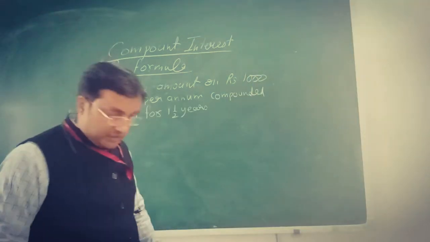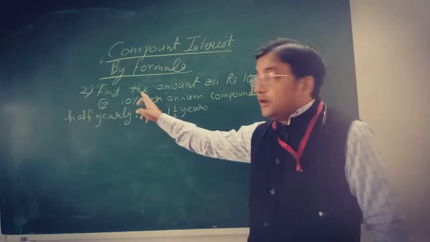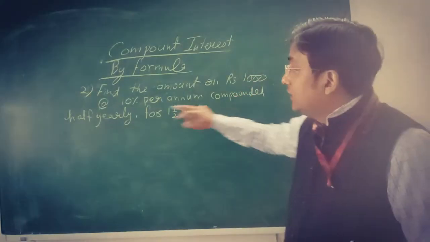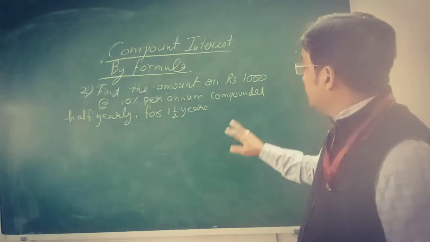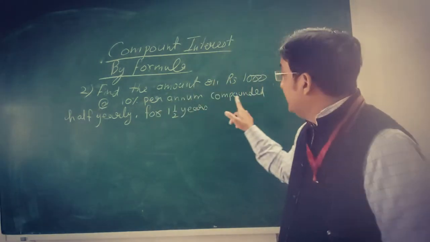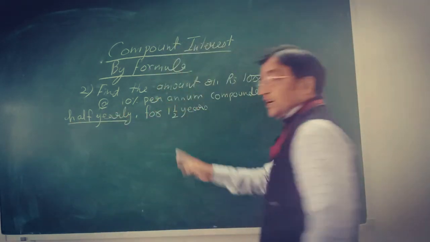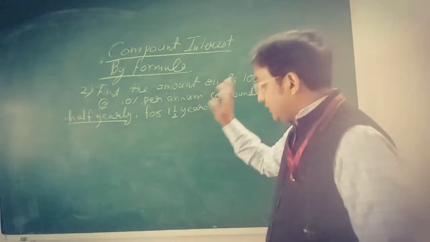Now this is the second question I have taken. This is also one of the very important questions. Find the amount on rupees 10,000, same principal I have taken, at the rate of 10% per annum. This is also the same as the previous question. But this time what I have changed, I have taken compounded half yearly. This is a very key thing. That's why I underline. You should also underline it.